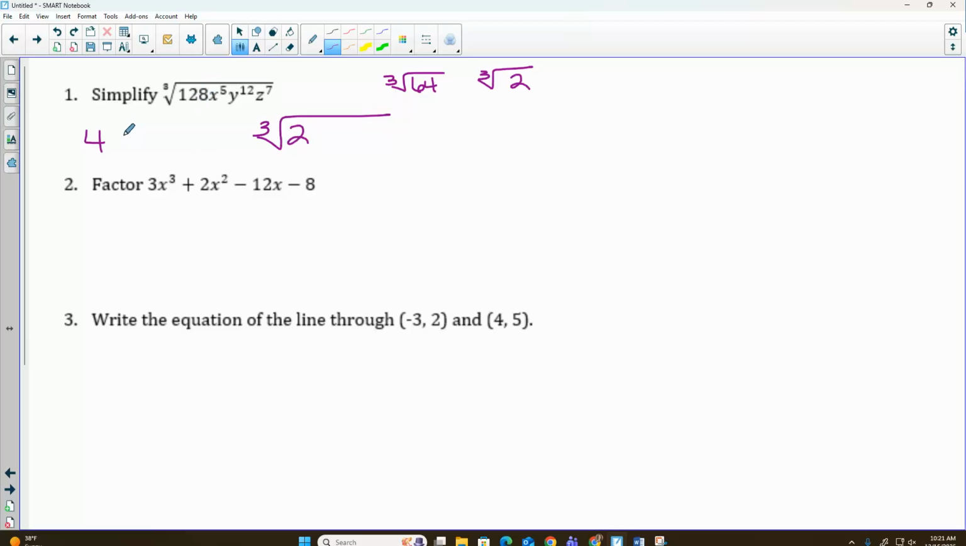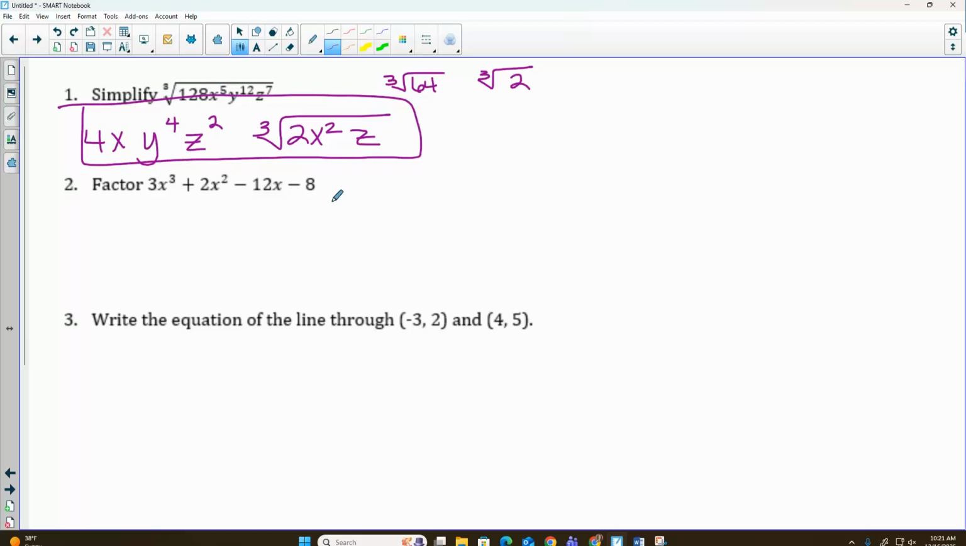If you have 5 x's, how many groups of 3 can be formed? 1. How many x's are left over? 2. If you have 12 y's, how many groups of 3 can we form? 4. If we have 7 z's, how many groups of 3? 2. And there would be 1 z left over. So it should look like that.